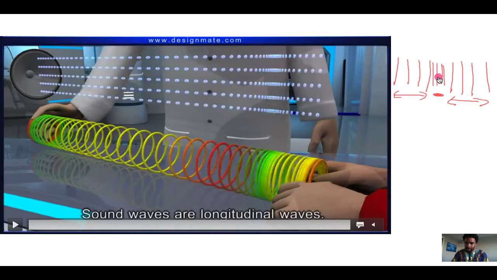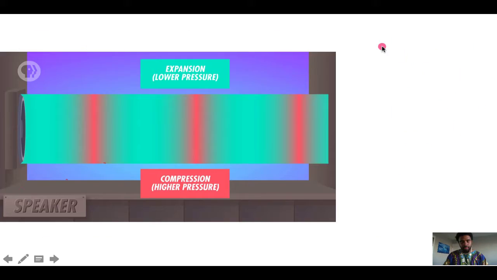And the individual parts of the wave, of course, are moving back and forth in the same way that the wave is moving in that direction. And the scientific word for that is parallel. All right, so they're moving sort of in the same direction. They're moving parallel to each other.